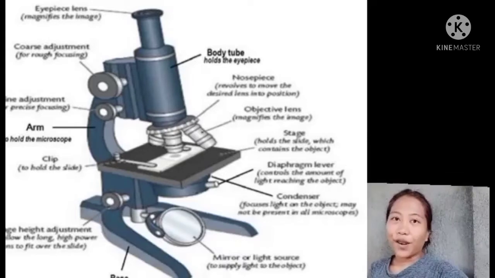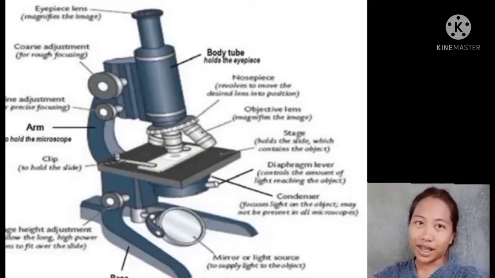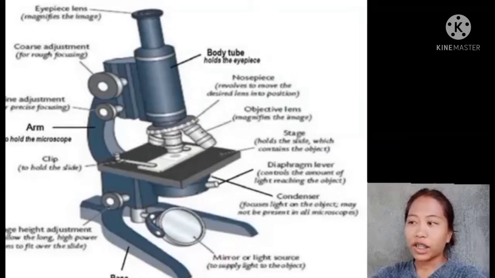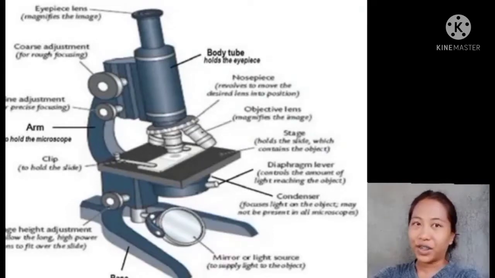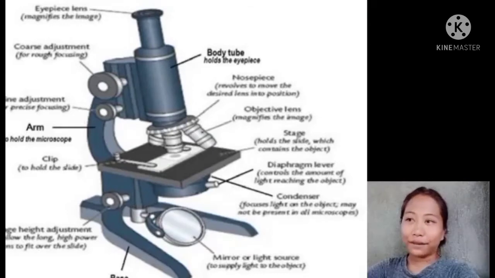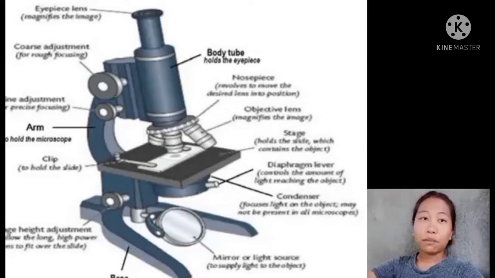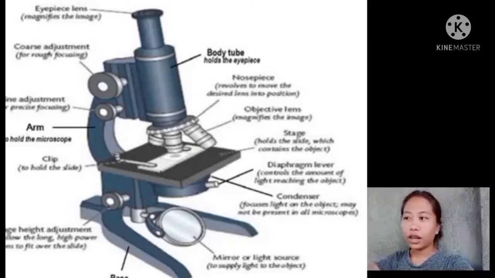Clips hold the slide. The nosepiece revolves to move the desired lens into position. The diaphragm lever controls the amount of light reaching the object. The objective lens magnifies the image.